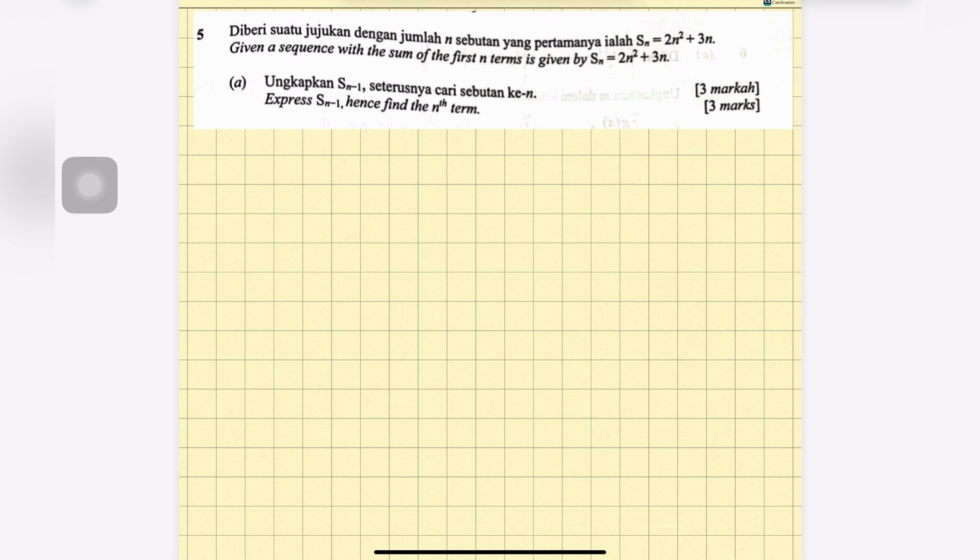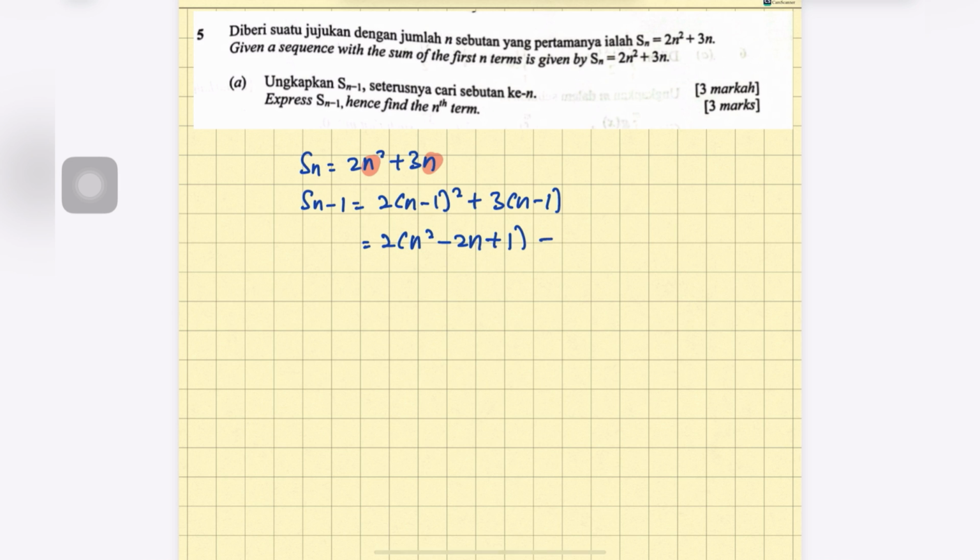Number 5. Given a sequence with the sum of the first n terms given by Sn equals 2n squared plus 3n. A, express Sn minus 1. Hence, find the nth term. Okay, so start from Sn equals 2n squared plus 3n. So for Sn minus 1, wherever there is n, we replace it with n minus 1. So 2(n minus 1) squared plus 3(n minus 1). So we expand: n squared minus 2n plus 1, plus 1. Okay, plus 3n minus 3. So we get 2n squared minus 4n plus 2 plus 3n minus 3. So we simplify and get 2n squared minus n minus 1.